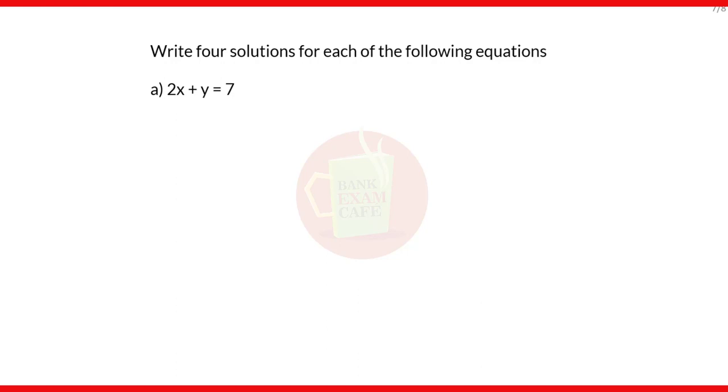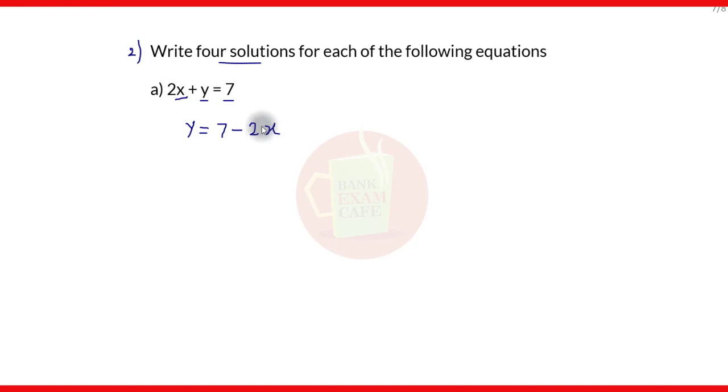Now here is question number 2: write 4 solutions for each of the following equations. The first equation is 2x plus y is equal to 7, and you have to write 4 solutions of this given linear equation in 2 variables. First we will write y in terms of x. We keep y on one side and shift all other terms to the other side. So it will be 7, and taking 2x to the other side, it will be minus 2x. So we have y is equal to 7 minus 2x.